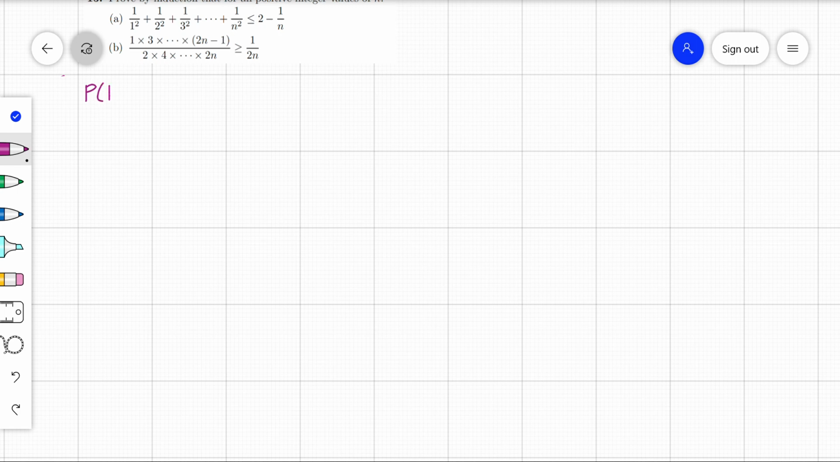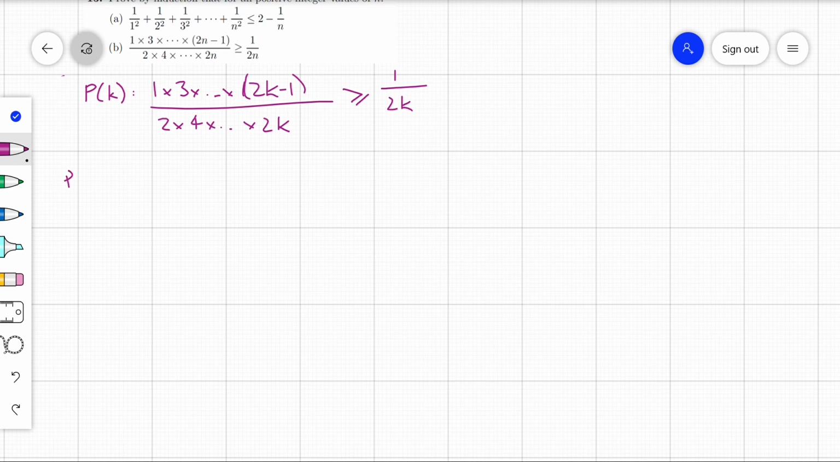So for some integral k, we're assuming that it's true. So what are we assuming is true? We're assuming that when I sub k in, so I've got odds on top, I've got evens on the bottom, I get something that's greater or equal to 1 on 2k.